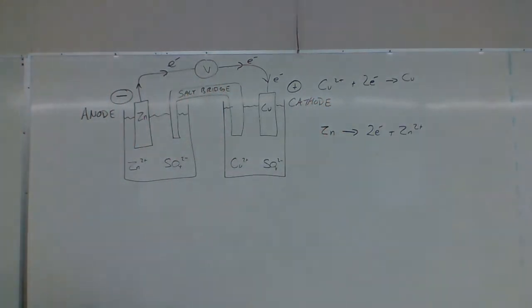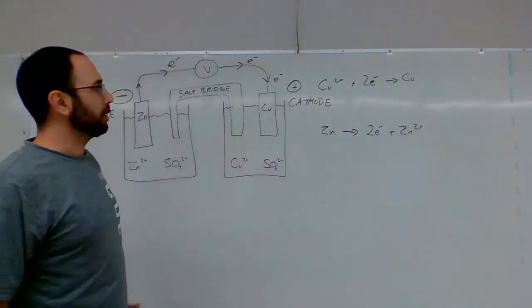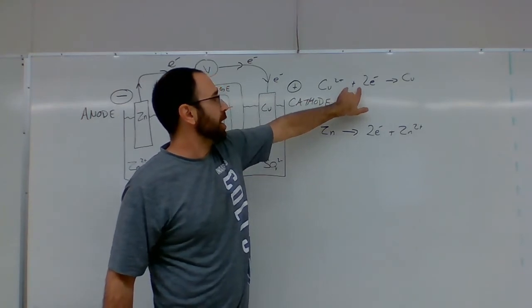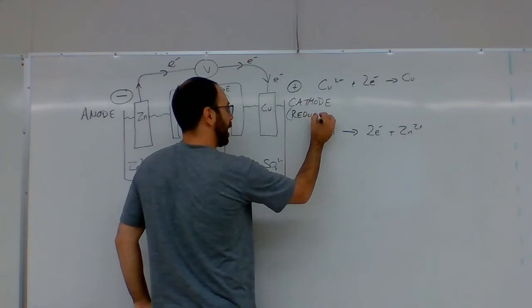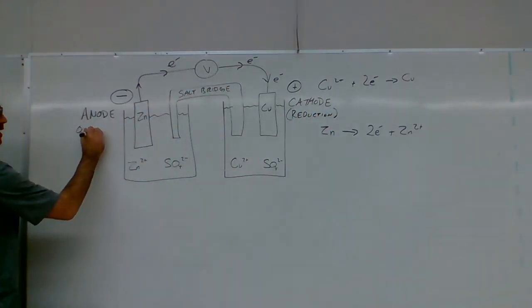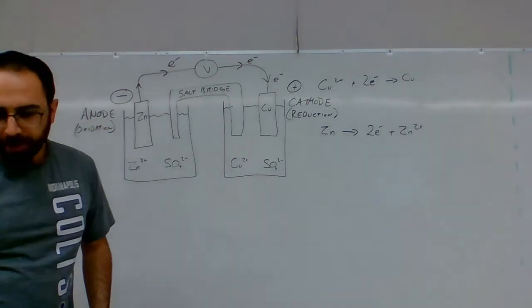Okay, and we also know then, as we figured out from our reactions that helped us to figure out our electron flow, our cathode, well, that's this reaction happening right here. So this is our reduction reaction. And that makes our anode our oxidation reaction. Okay.